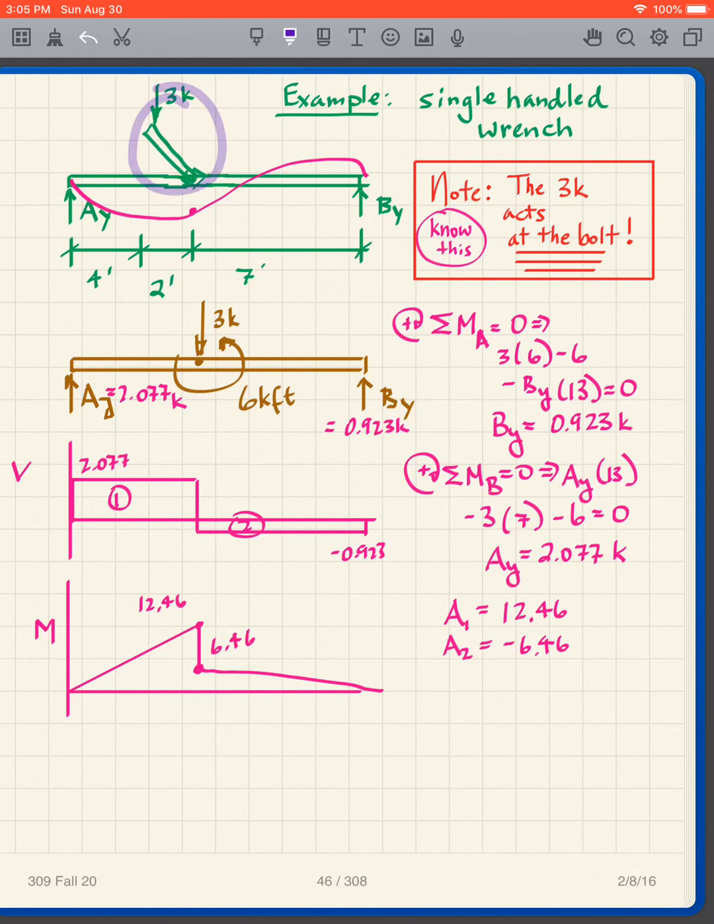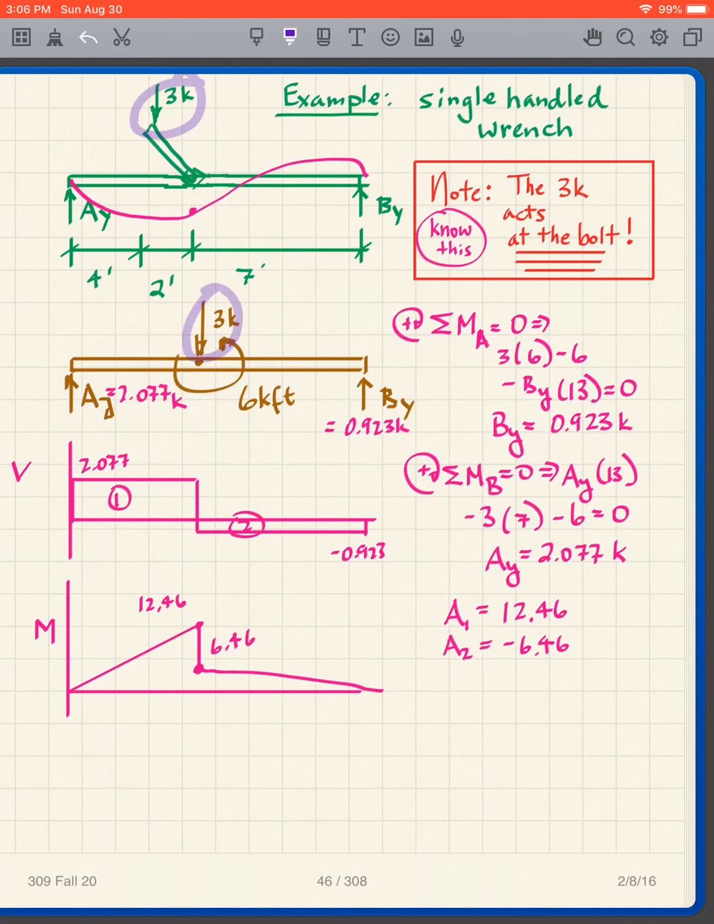I should get 3 kips there to keep this wrench in equilibrium. So I have 3 kips there, and then I have my counterclockwise 6 kip-feet. So when I remove a single-handled wrench, I have to remove this to do my shear and bending moment diagrams, because again, I'm not analyzing the wrench, I'm analyzing the beam. So I remove the wrench from my free body diagram, and you have to make sure that you understand that this 3 kips gets translated through the bolt to the beam.